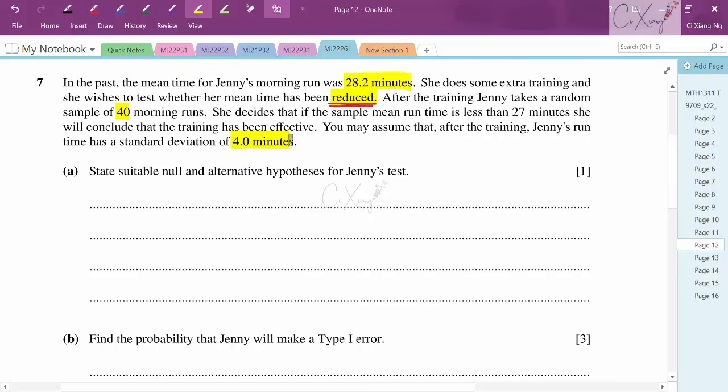You may assume that after the training, her run time has a standard deviation of 4.0 minutes. First, they want us to state the null and alternative hypotheses for her test. Generally our alternative and null hypotheses will be related to the time for Jenny's morning run. The mean is 28.2 and they are interested in testing whether the mean time has been reduced or not, so reduce is a keyword. For the alternative hypothesis, mu should be smaller than 28.2, where the null hypothesis will be mu equals 28.2.